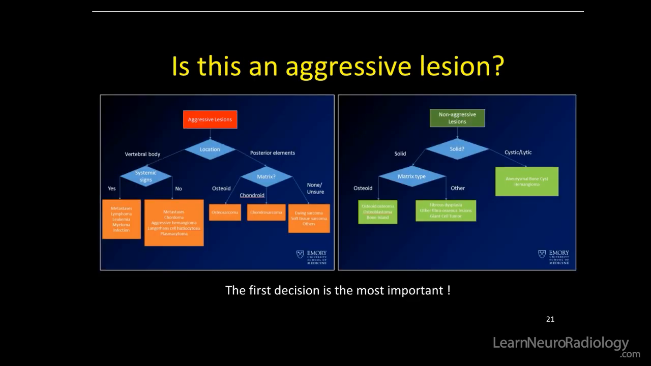So is this an aggressive lesion or a non-aggressive lesion? First decision, as always, is the most important because that'll tell us which decision tree to use for the rest of this talk.